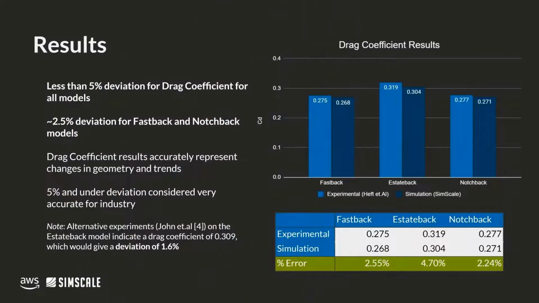The fastback model had a deviation of 2.55% from experimental results, whereas the notchback model had a deviation of 2.24%. If multiple experimental sources are considered, for the estateback model, there was only a 1.6% deviation from experimental data. The trend between all models was also accurately captured by the solution.